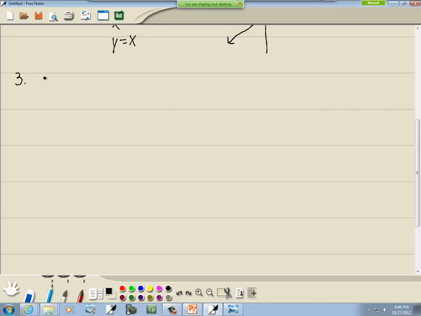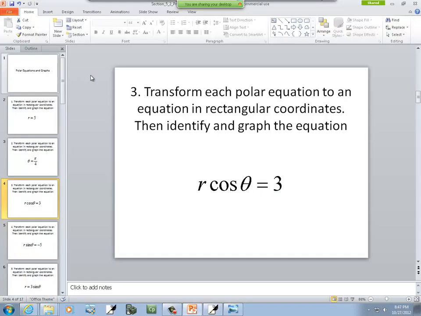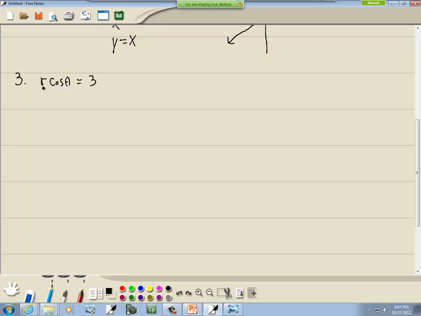Number 3, we have r cosine theta is equal to 3. Now up above, r cosine theta is equal to x. So this becomes x is equal to 3, which is a line. Specifically, it's a vertical line at 3. So I'll go to graph it, and that would be our answer.